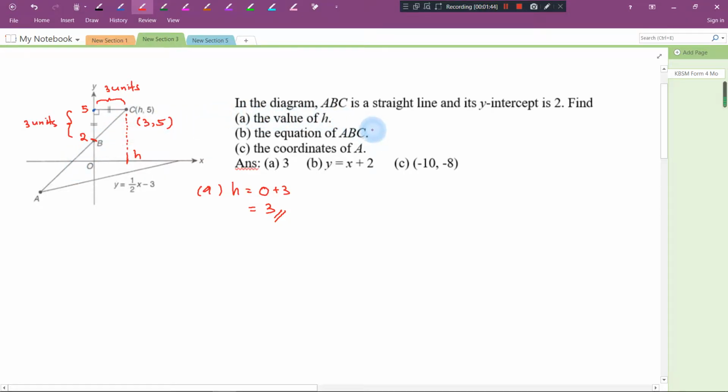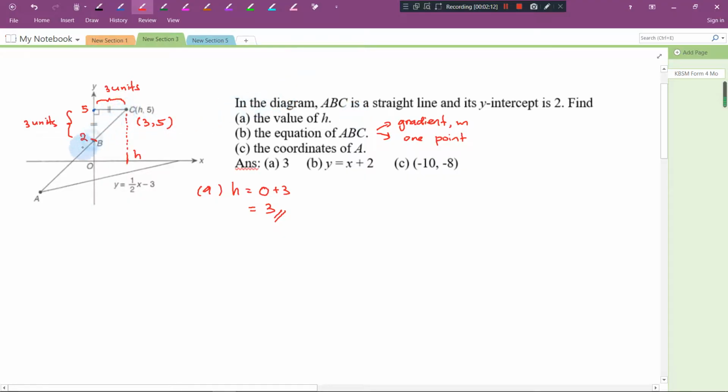When you are asked to find the equation of a straight line, always remember 2 things. We need the gradient and we need 1 point. The point must lie on the straight line that you want to find the equation for. For example, here I have 2 points, which are B and C. I can use these 2 points to help us get the equation of this straight line.